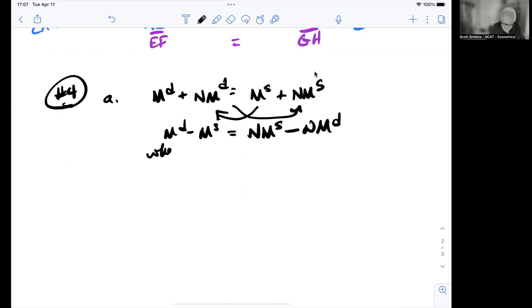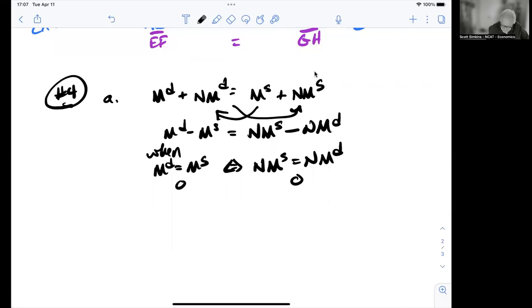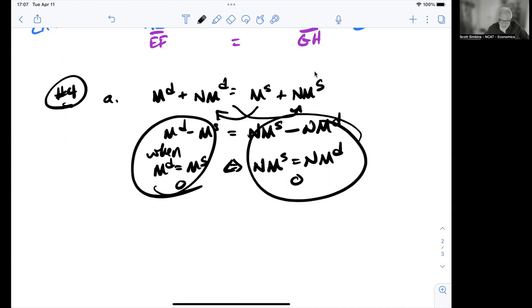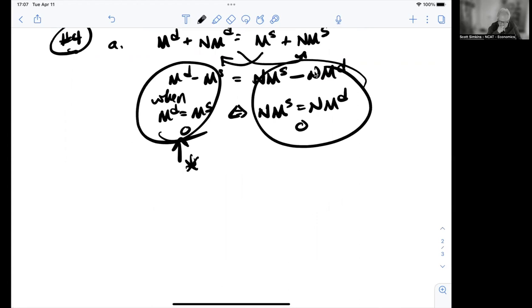So when money demand equals money supply, then we know that the demand for non-monetary assets equals the supply of non-monetary assets, right? So that's 0 and that's 0. So if we look for equilibrium in the money market, we know that we have equilibrium in the rest of the asset market. So our focus is just on here. Why? Because the Federal Reserve can control the money supply, and that's our focus of interest here.